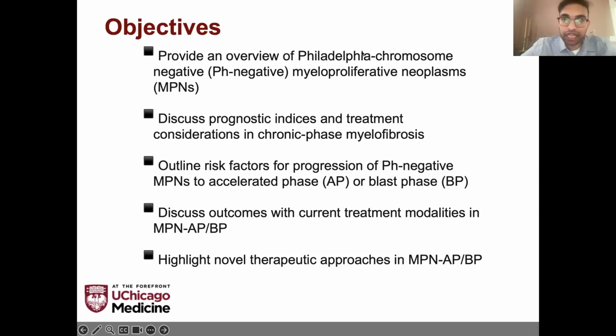And then when we move to the second half of the talk, really that's when we'll get into what treatments are available for accelerated and blast phase disease, along with novel therapeutic approaches that are under investigation.